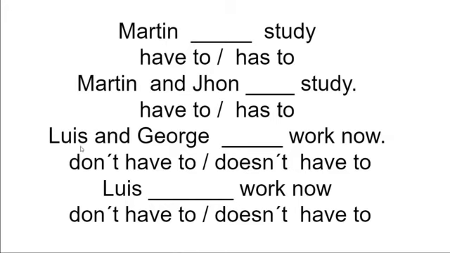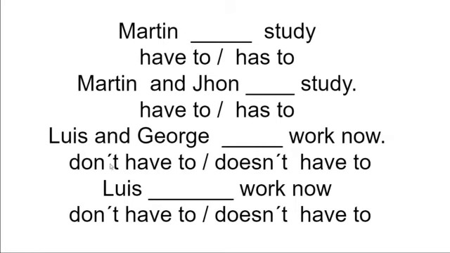Next, Luis and George. In this case, in negative. ¿Qué tenemos que usar en negativa? Si decimos Luis and George, Luis y Jorge, don't have to or doesn't have to. If you talk about two people, you use don't, the auxiliary of the present, el auxiliar del presente do, in negative don't, with the have to.